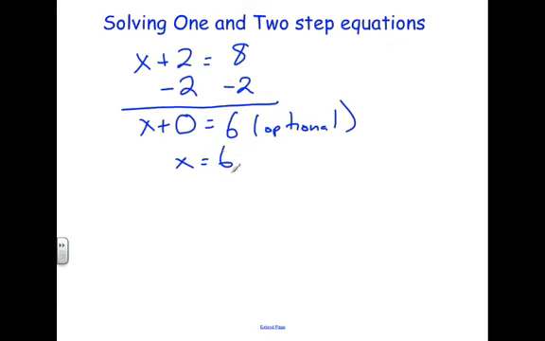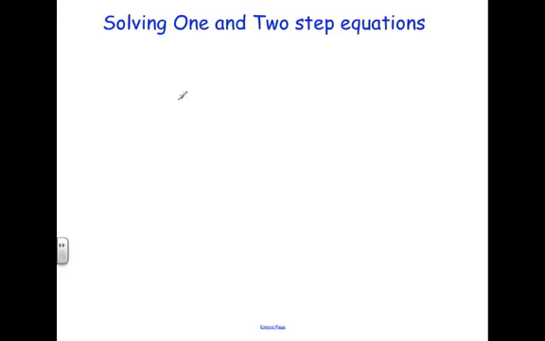And if we take this number of x that we said x is equal to 6, we can check our answer by putting it back into the original equation. So here's x. We said x was 6, so 6 plus 2 equals 8. And that is a true statement. 6 plus 2 does equal 8, so we know that we got that one correct. Okay, let's look at our next problem. It's a different type of one-step equation.